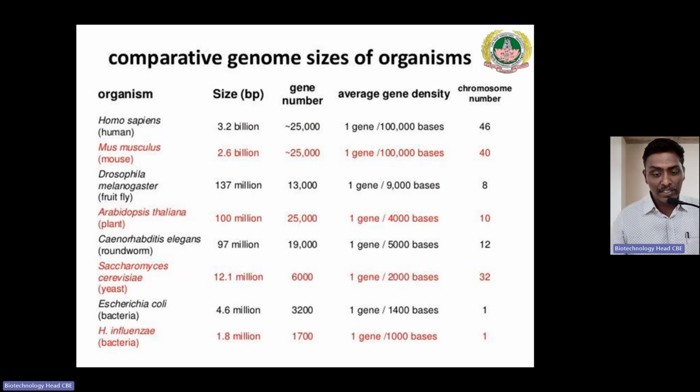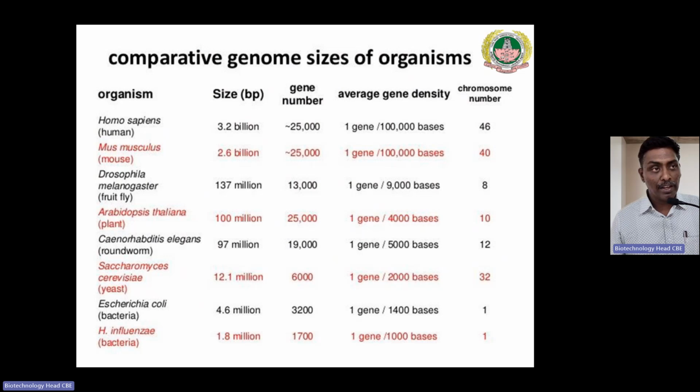Coming to yeast, Saccharomyces cerevisiae is also a model organism for microbiologists working on yeast. The size of the genome is around 12.1 million base pairs. It contains around 6,000 genes. It has 32 chromosomes. Another model organism for microbiology is E. coli, a bacterium. The genome size is 4.6 million base pairs. It roughly contains 3,200 genes. It has only one chromosome.